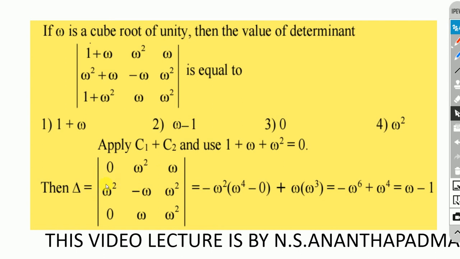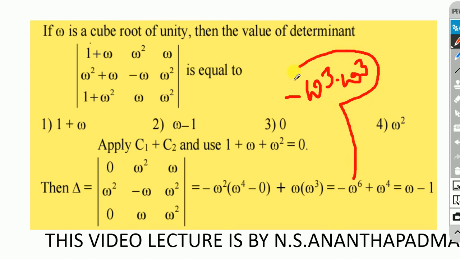When you expand along row 1 here, I have 0, so I need not write it, minus omega square, this one, into omega square is omega to the power of 4 minus 0, plus omega, that is this omega is here, into omega square into omega is omega cube. Now minus omega square into omega to the power of 4 is minus omega to the power of 6, and omega into omega cube is omega to the power of 4. So we know that omega cube is 1, so I have minus omega cube into omega cube here, that is omega to the power of 6 is omega cube into omega cube.